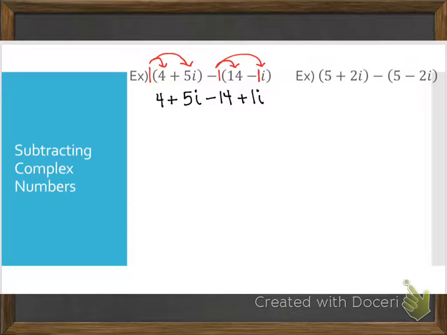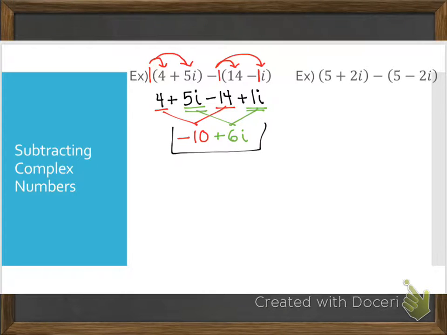All right, so we're going to go ahead and combine our like terms. We got 4 minus 14, which gives us negative 10. And then we have 5i plus 1i, which gives us positive 6i.